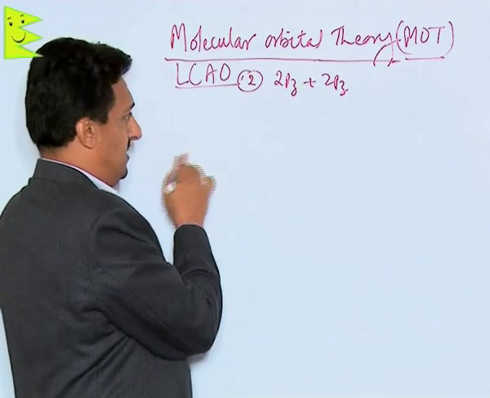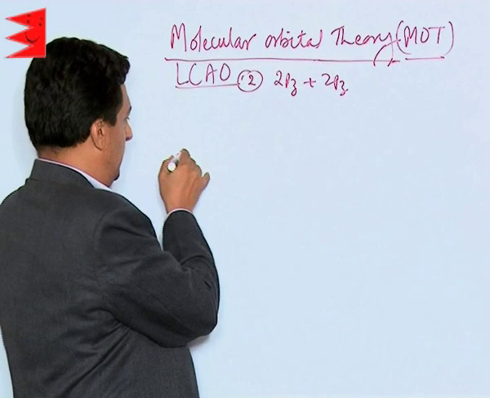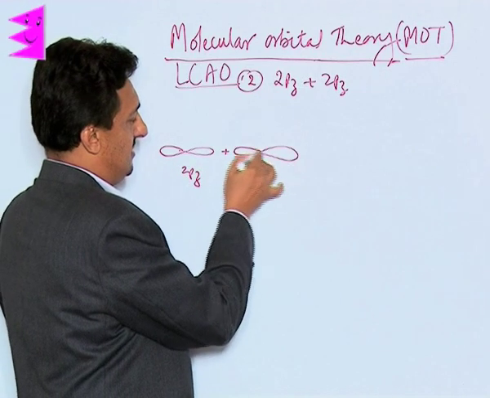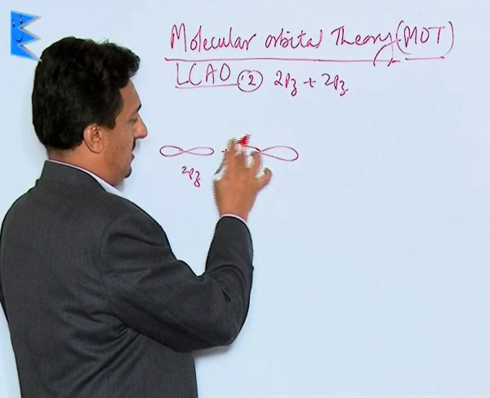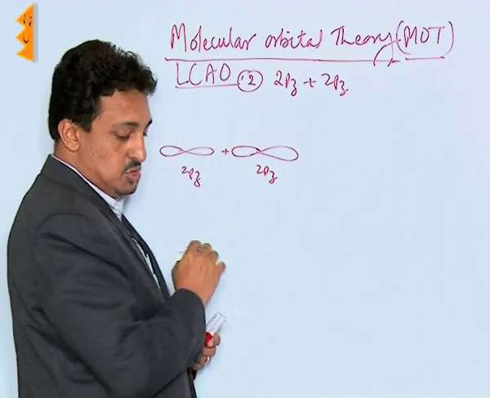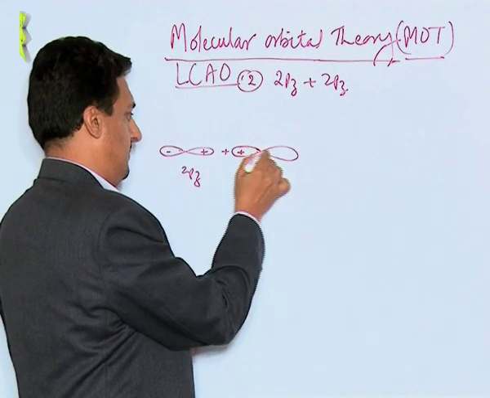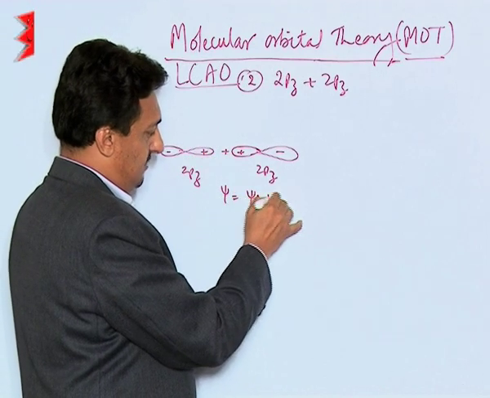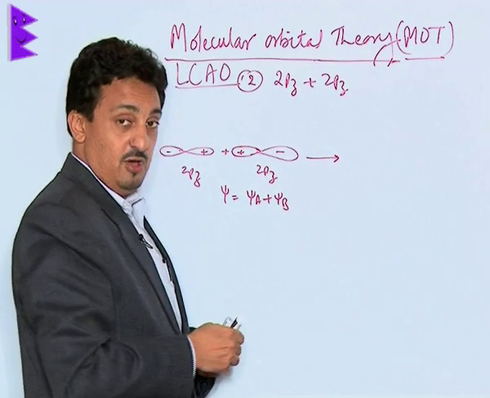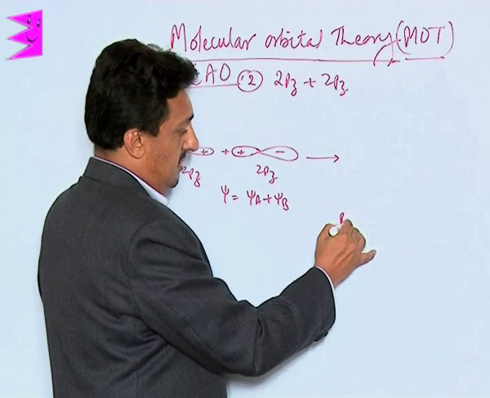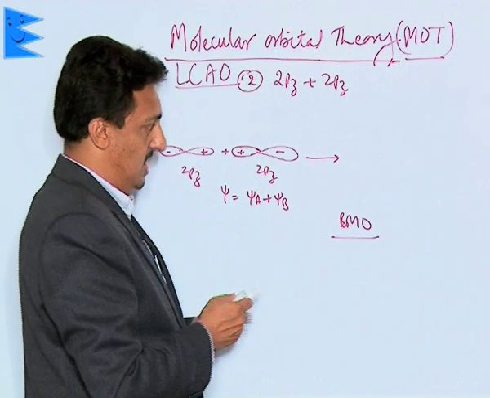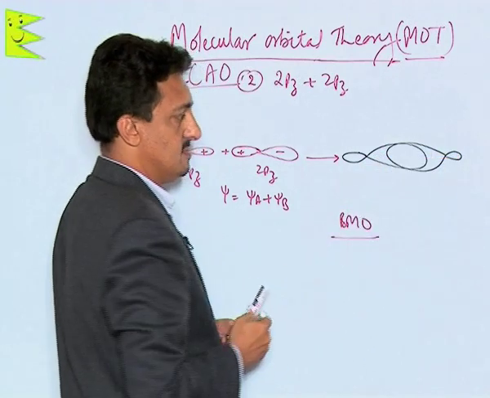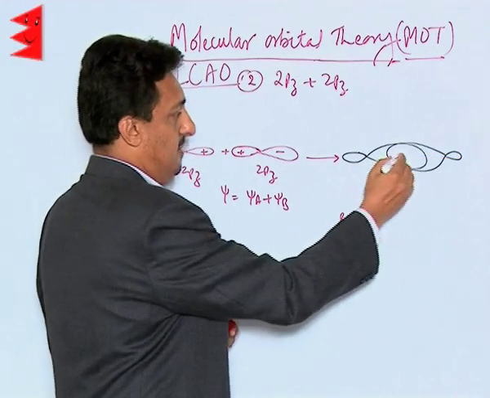Now 2pz and 2pz can show overlapping in two ways. It is almost like this. This is one 2pz combining with another 2pz. Now what we can show is, if their positive signs are towards each other, we call this a constructive overlapping. This will result in the formation of a bonding molecular orbital, and the shape of the bonding molecular orbital will be like this. What we find is the central lobe will be positive, with negative on either side.